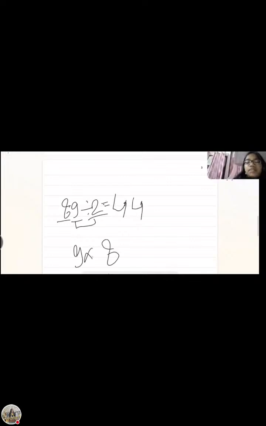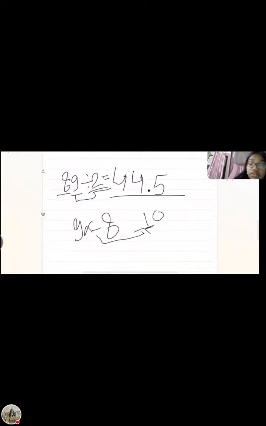Okay. Now 9 minus 8 is how much? 1. So we'll put a point here and we'll add a 0 to this 1 that we have left from this subtraction. So 10 divided by 2 is how much? 5. Correct. 44.5 is our answer.